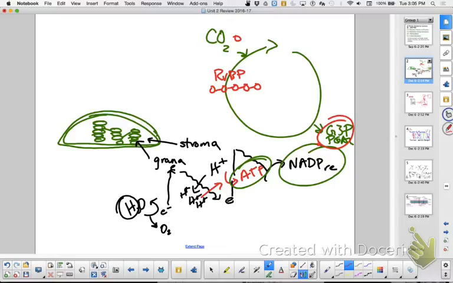Another way to do it, that's a divide in space, right? But you can also have a division in time. And that would be if you are a CAM plant and you fix your CO2 at night with PEP and store up a bunch of fixed CO2 and then slowly release it during the daytime when you're doing the light reaction.